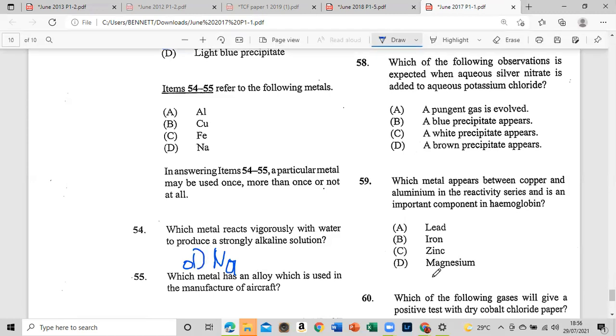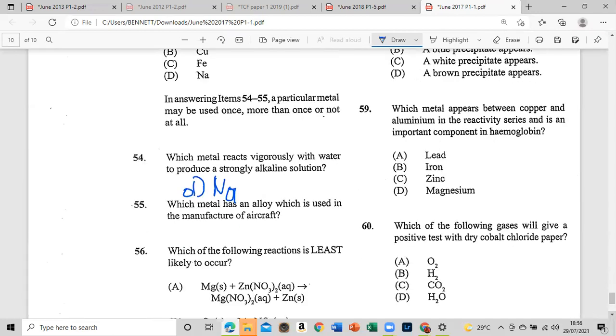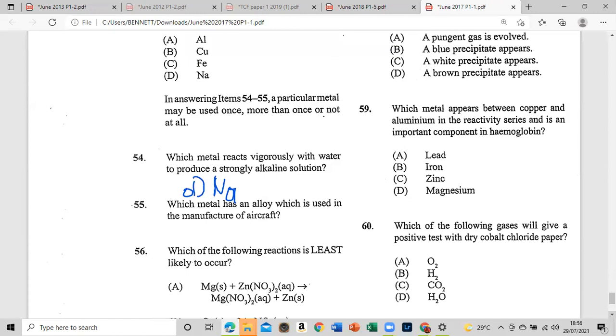Alright, 55. Now 55. Which metal has an alloy which is used in the manufacture of aircraft? And that is aluminium. So I'm just going to put AL, and that is option A.